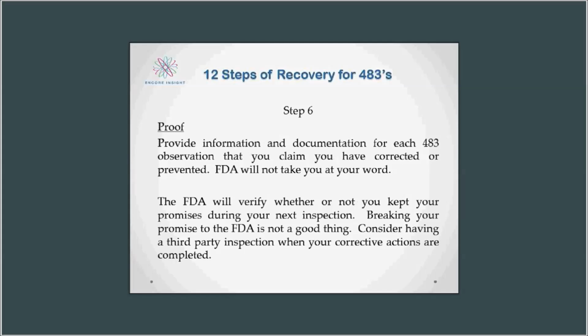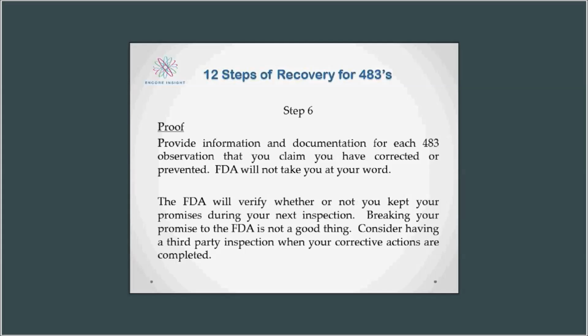Now that we've dealt with the promises you've made, so you've kept your promise, that's what step 6 is about. If you've kept your promise, you have to prove it to FDA. So in your written response, you have to provide that information and documentation regarding each 483 item. On the follow-up inspection, FDA will verify that you corrected everything you said you would. And breaking your promise in terms of that situation is not a good thing.